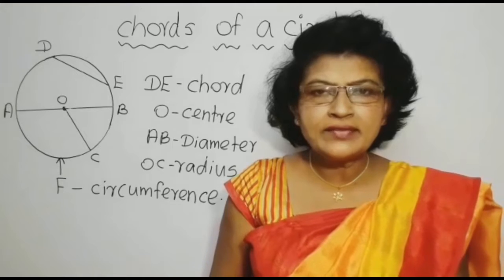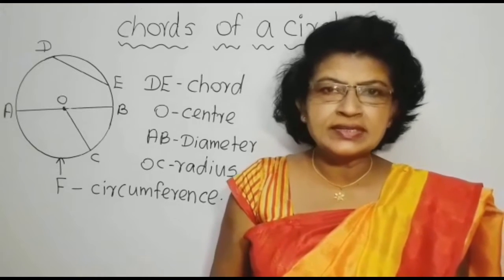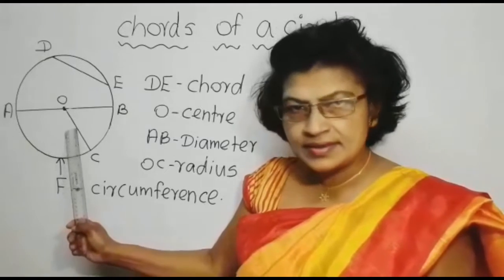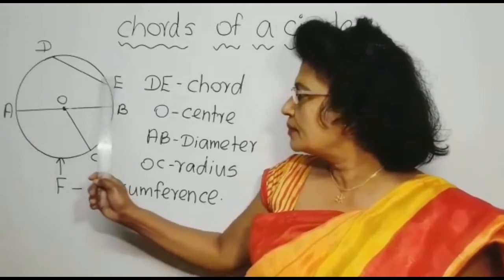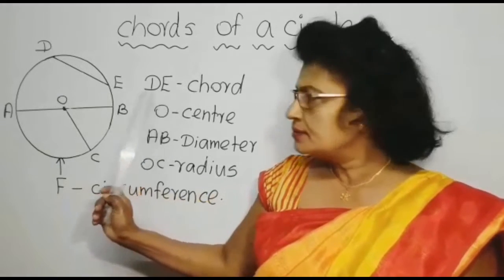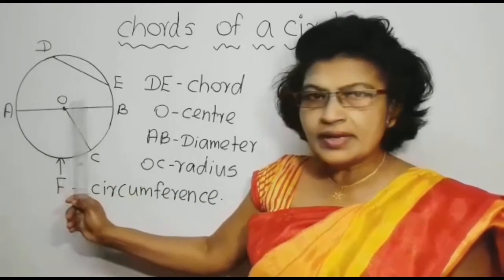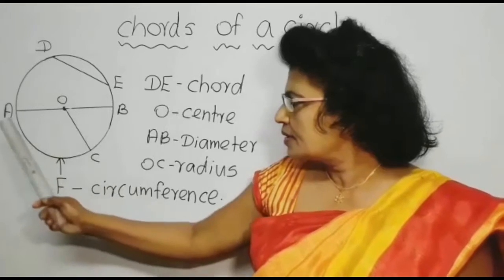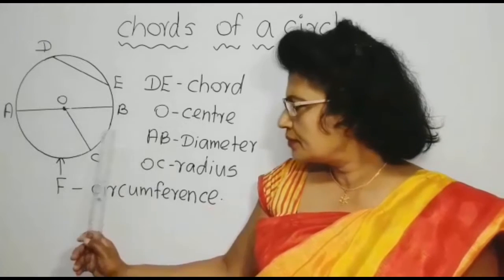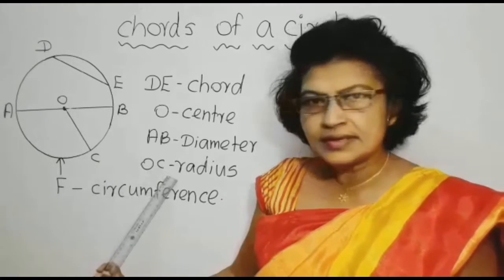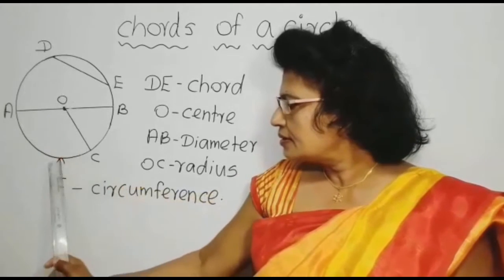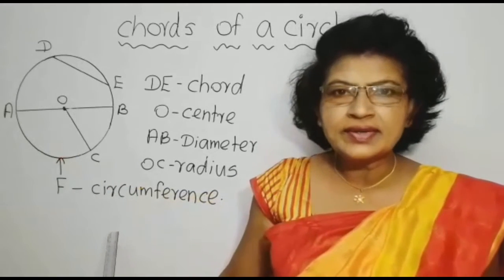Dear children, today we are going to learn chords of a circle. Now look at this figure. This is a circle. DE is a chord. O is the center. AB is the diameter. OC is the radius. And F is the circumference.